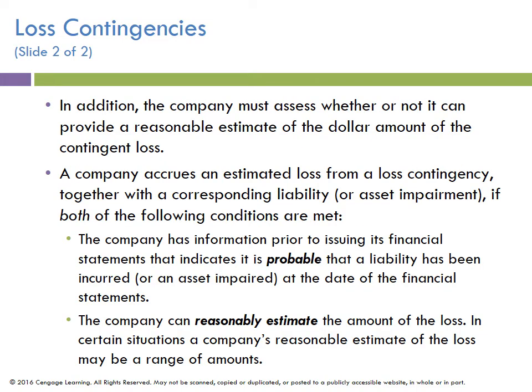The company must assess also whether or not it can provide a reasonable estimate. A company accrues an estimated loss from a loss contingency if both the following are met. It's probable that it's going to happen, and they can reasonably estimate the loss.